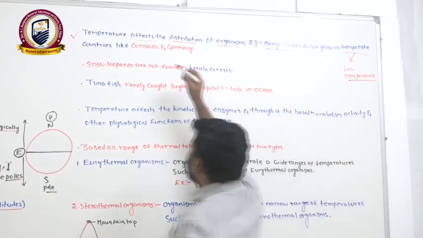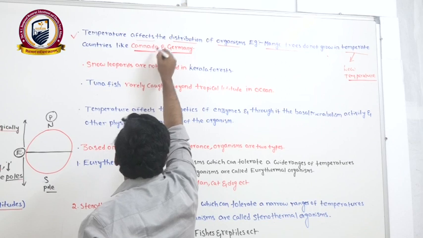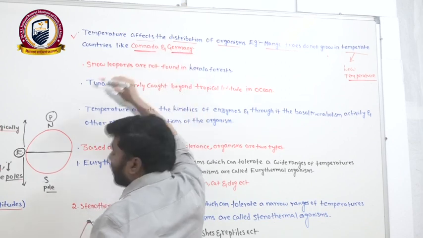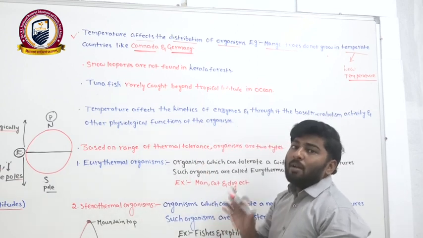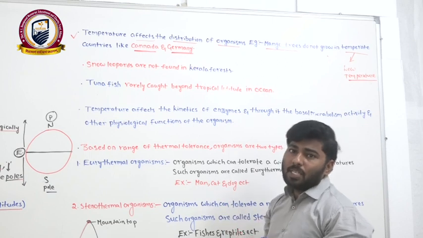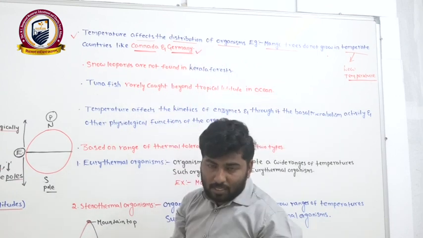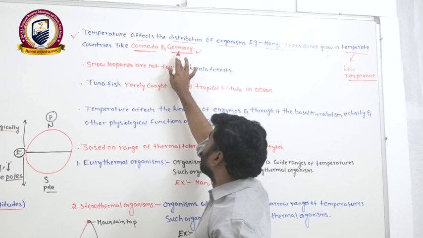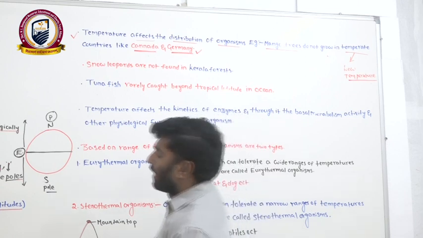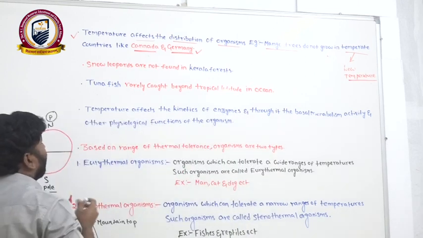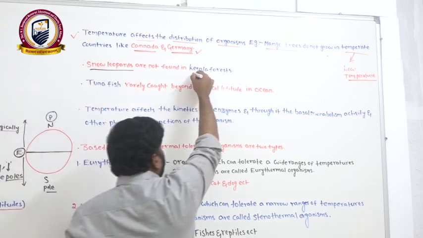In countries like Canada and Germany, we do not notice any variety of mango trees at all. The reason is mango trees need high temperature, but in these two countries the temperature ranges are very low. That is the reason these two countries are not suitable for mango tree growth. As another example, the second example: snow leopards are not found in Kerala forest.